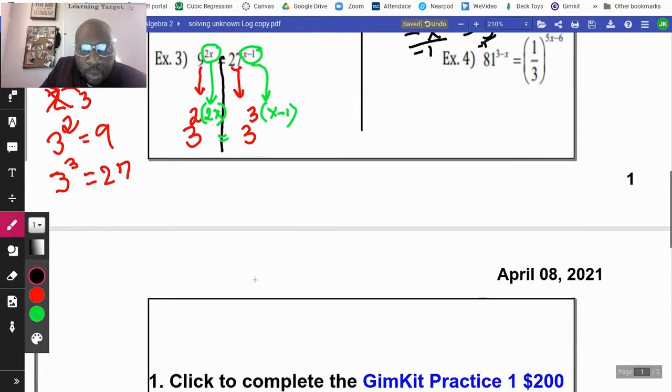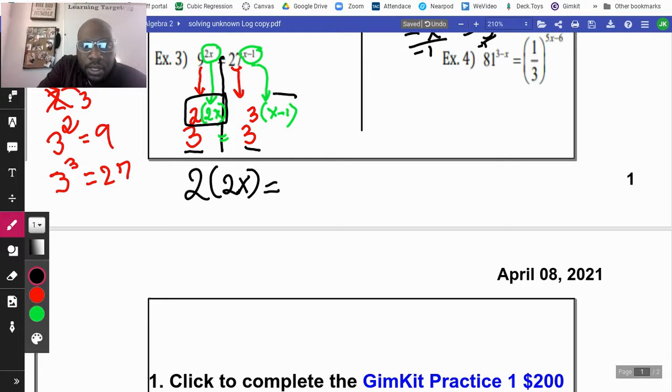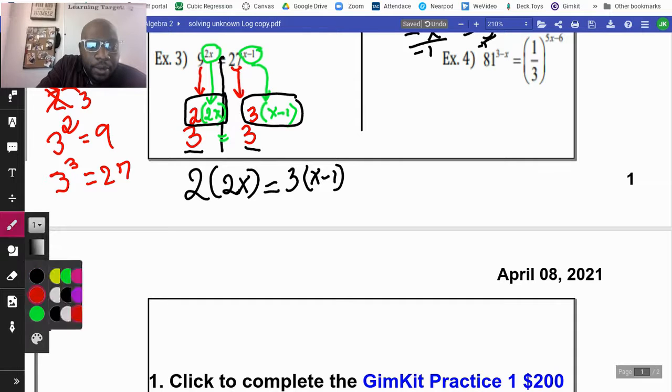That is the same case we have here, ladies and gentlemen. We have a 3 and a 3. Because the bases are the same on both sides of the equation, you would just take this right here, which is 2(2x), and set it equal to this one right here, 3x minus 1. All right, what do we do next?